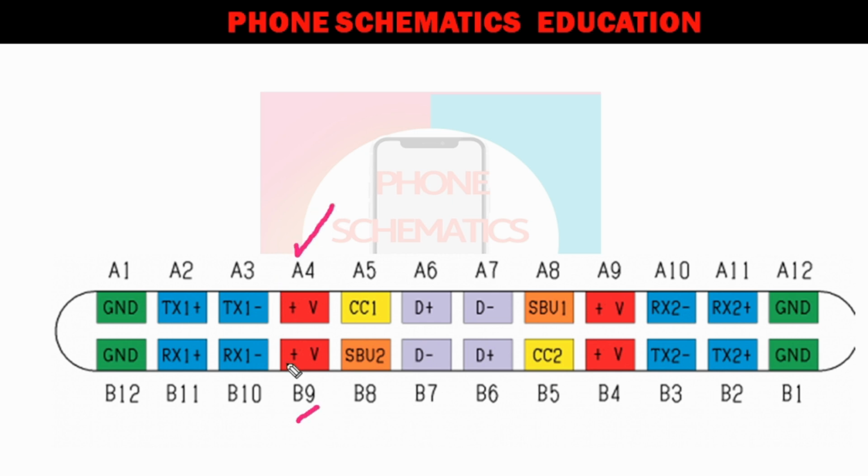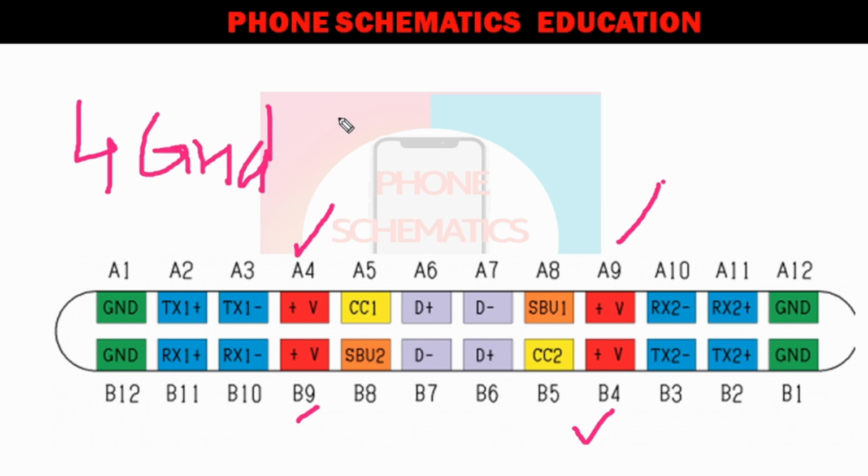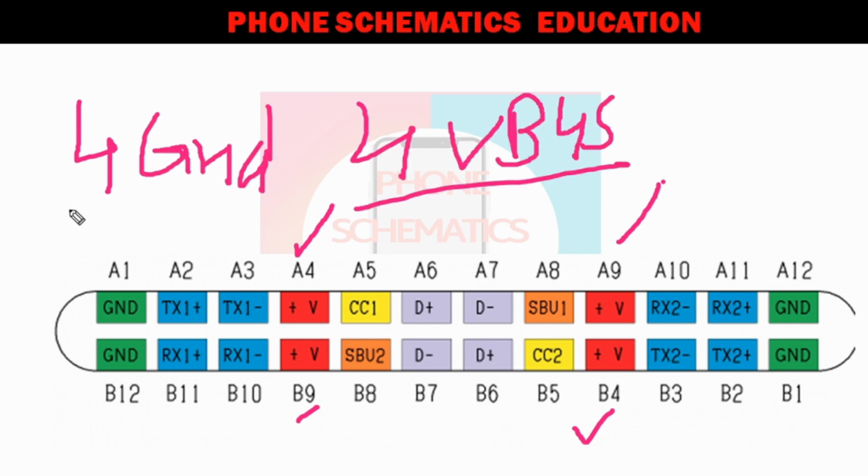After this, you can see the V bus line: A4, B9, A9 and B4. Same, 4 pins for ground and 4 pins for V bus, right? Now next, you know about ground pins and V bus pins.